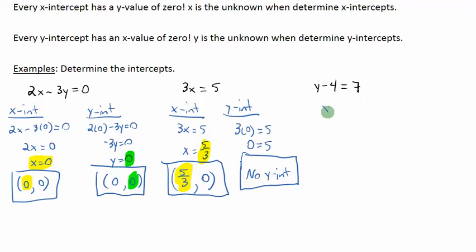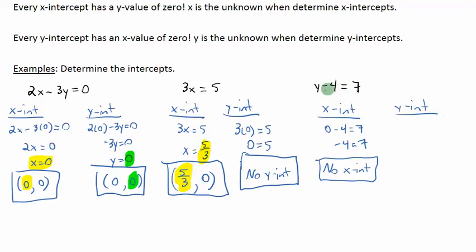Okay, last example, x-intercept. I need to plug in 0 for y, and I get 0 minus 4 equals 7, or I could say negative 4 equals 7. I can't solve for x. There is no x. And this is false, so there is no x-intercept. The y-intercept, I plug in 0 for x. There is no x to plug it into, so I just copy my equation and solve for y by adding 4. And I can see that my y value is 11, and for a y-intercept, x is 0.